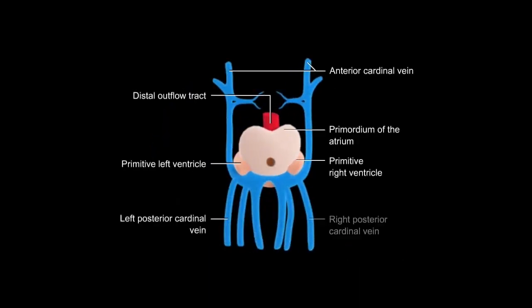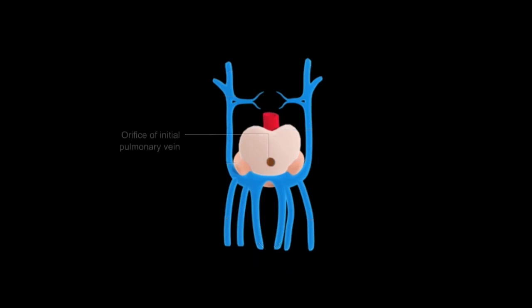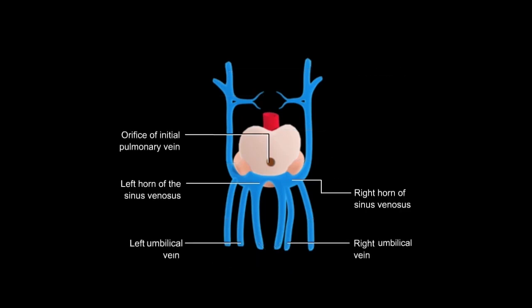3 paired veins drain into the early embryonic heart. The cardinal veins return poorly oxygenated blood from the cranial and caudal portions of the body of the embryo. The vitelline veins return blood from the umbilical vesicle. The umbilical veins carry well-oxygenated blood from the placenta.